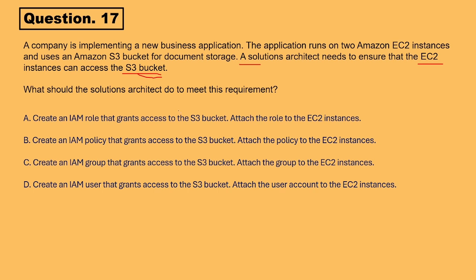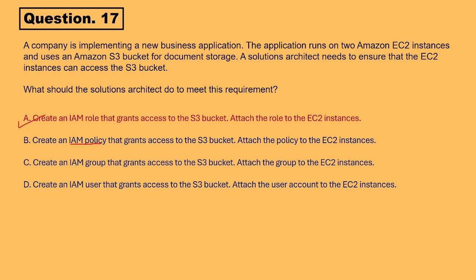Okay, now let me reveal the correct answer. The correct answer here will be option A. Create an IAM role that grants access to the S3 bucket. Attach the role to the EC2 instances. This one is correct because roles are designed to be assumed by entities like EC2 instances. By creating an IAM role with the necessary permissions to access the S3 bucket and attaching this role to the EC2 instances, you ensure that the instances can securely access the S3 bucket without needing to manage long-term credentials. So option A is correct here.